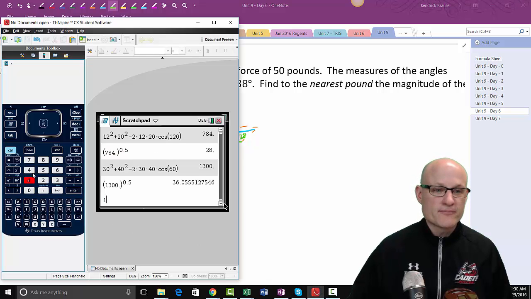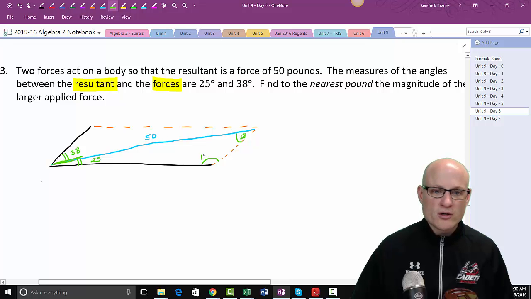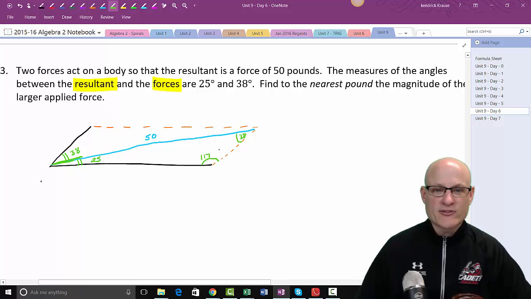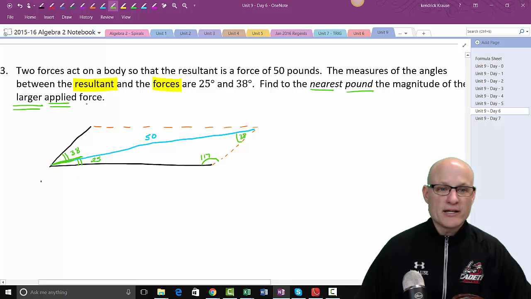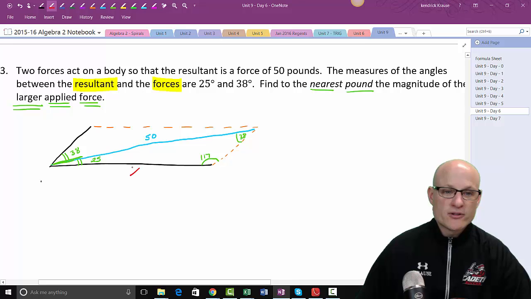Find all the angles. Let's see, 25 and 38. I'm just going to take 180, subtract off 25, subtract off 38, and I think it's 117. So 117. Now I have all the angles. So now I think I can answer some questions. Find to the nearest pound the magnitude of the larger applied force. Now, if you've drawn your drawing right, then you should say, oh, hey, this is the larger of the two forces. Well, I want to find x.